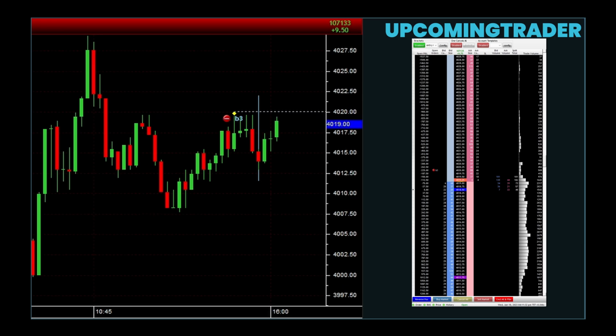Additionally, identifying single prints during a breakout can be very useful. Single prints are formed when the price moves so quickly that it does not have the opportunity to establish a lot of TPOs at certain price levels. These areas tend to act as potential support or resistance zones when the price returns. A breakout that leaves behind a single print suggests a strong conviction by market participants, indicating that these areas may become important reference points later on.